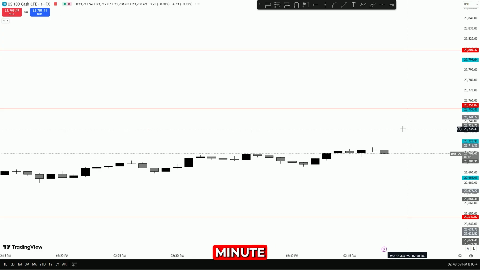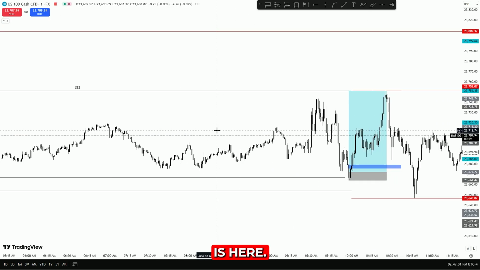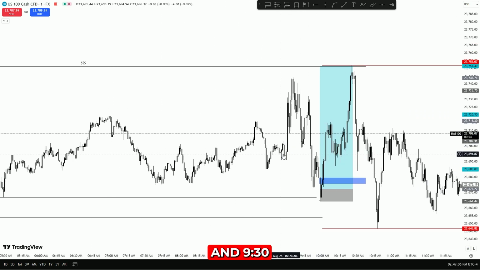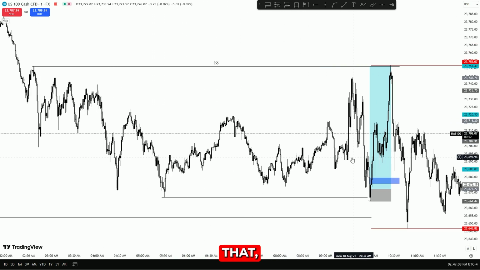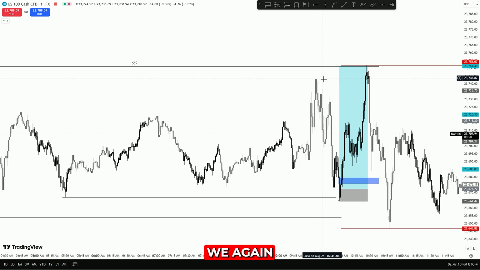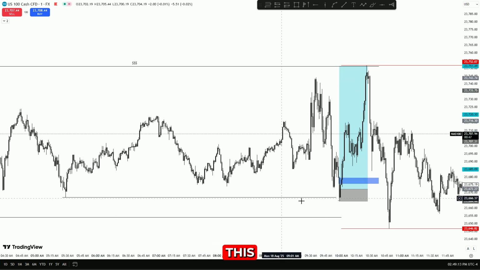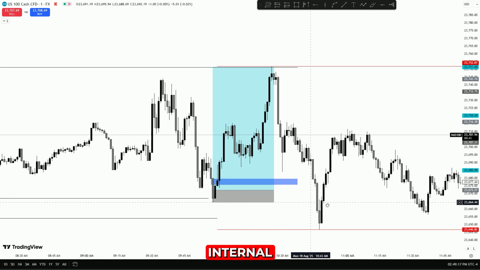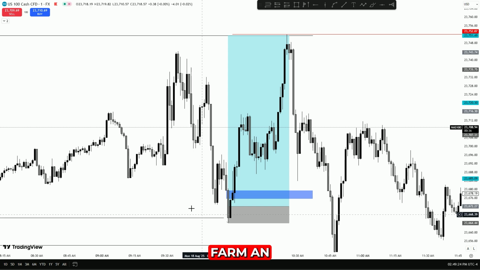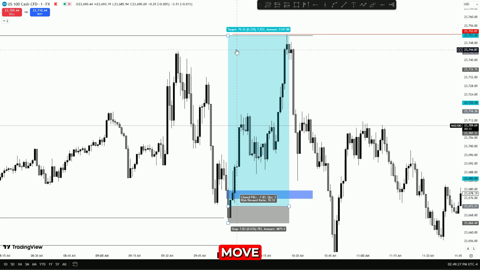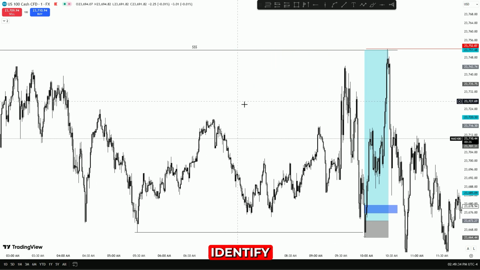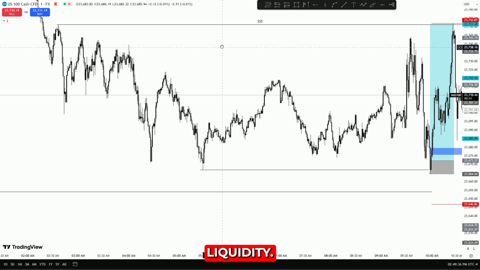Then I moved toward the 1 minute for more confirmations, and what I saw is here. We opened up at 9:30. We were accumulating before that. We manipulated. We again created a manipulation move toward this sell side liquidity to clear this internal sell side. We cleared that internal sell side, formed an order block over here, and then we simply moved toward the buy target. This is the execution. That's how you identify your internal and external liquidity.